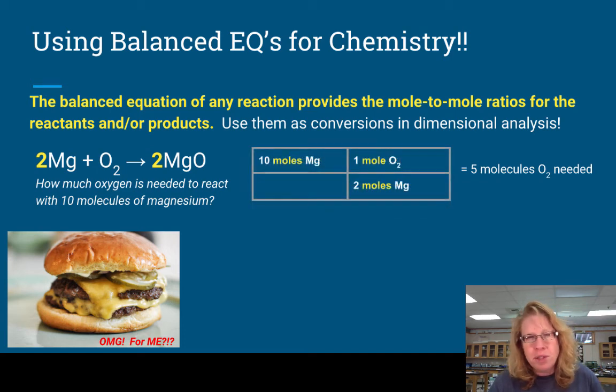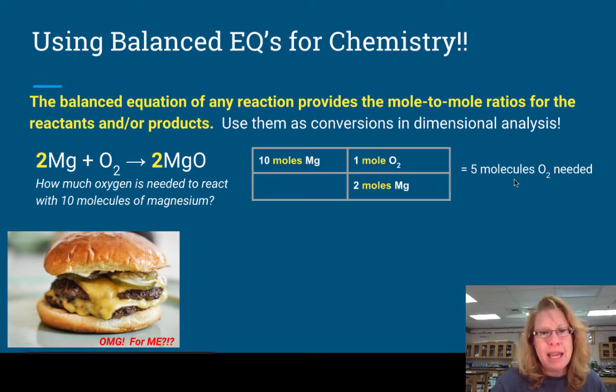We can also change this conversation now, instead of being about molecules to being about moles. And this is what we're going to do for pretty much the rest of the time here. It doesn't do us any good to have 10 molecules of magnesium. You wouldn't be able to see it. 10 moles of magnesium is actually a fairly substantial quantity of magnesium, and that's what we're going to use here.